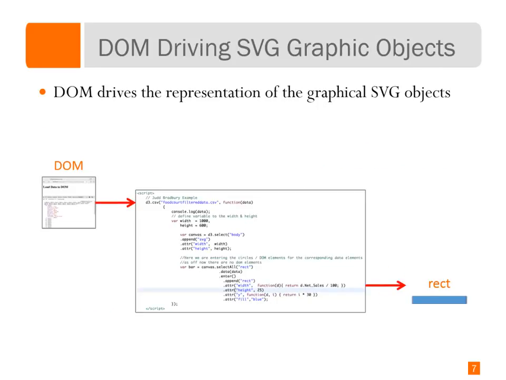So we have our DOM. It's going to drive the representation of the graphical SVG objects. Here on the left, we have our little browser database called the DOM. It pushes values into our SVG shapes through our code. So we engage the DOM objects with our code, and then it renders a rectangle object based on our definition.